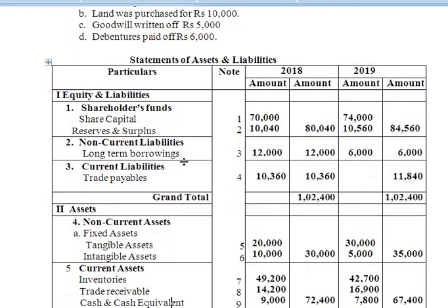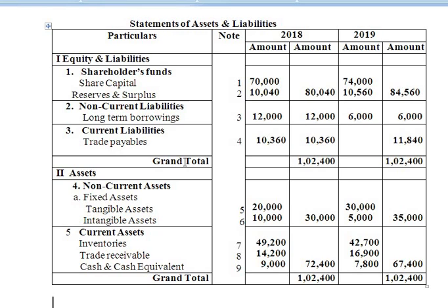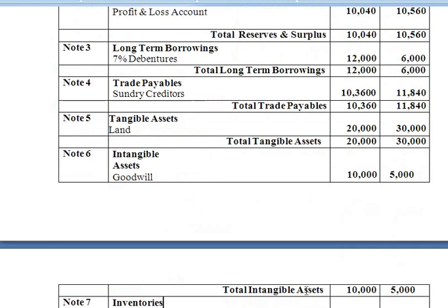In equity and liabilities side we have shareholders funds, non-current liabilities and current liabilities. The total equity and liabilities are rupees 1,02,400 for the year 2018, and for the year 2019 it is 1,02,400. Okay, in asset side we have non-current assets and current assets, and the total is 1,02,400 for both the years. Okay, and these are the notes to the balance sheet.